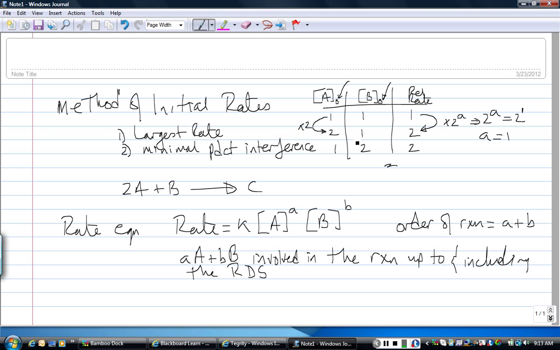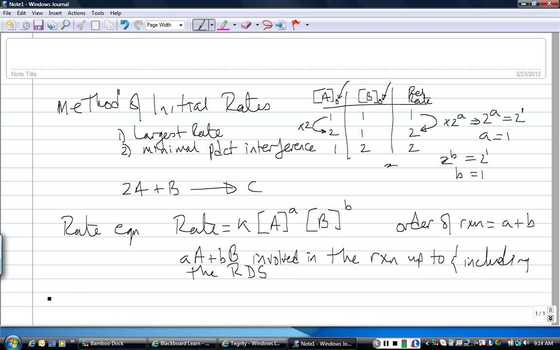Okay, so if I were to continue this for reagent B, as I keep the concentration of A constant from lines 1 to 3, again, I double the concentration of B, and it turns out the rate also doubles. So I can infer from that that 2 to the B is also equal to 2 to the 1, and therefore B is equal to 1. So my reaction then would have been first order in both A and B. So what that tells me is that 1A and 1B are involved in the reaction up to and including the RDS.